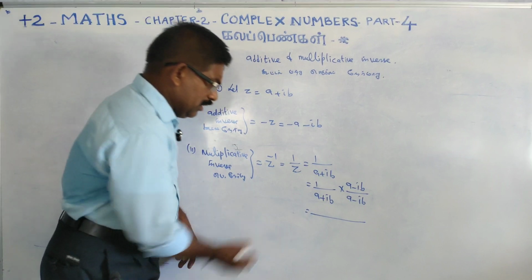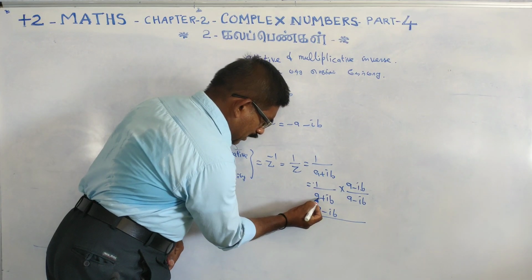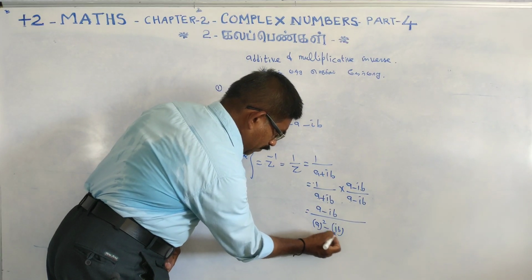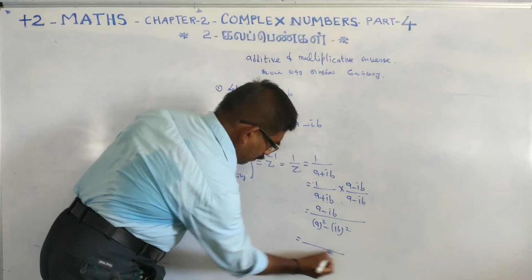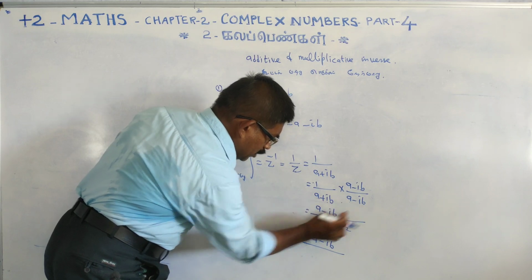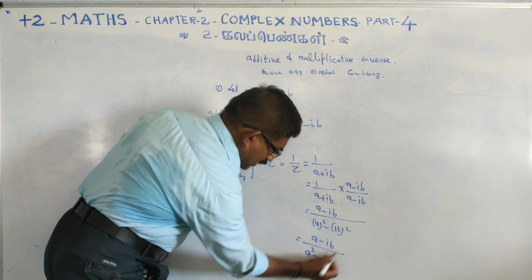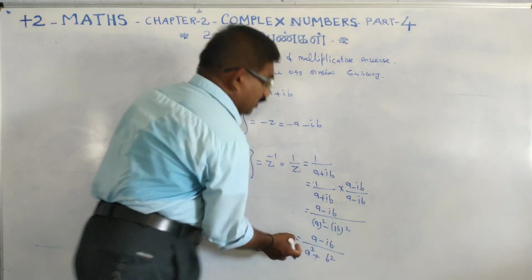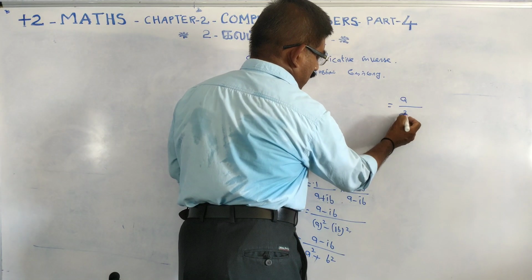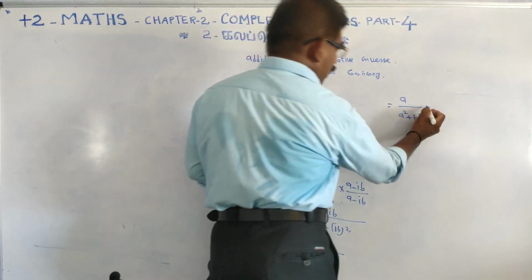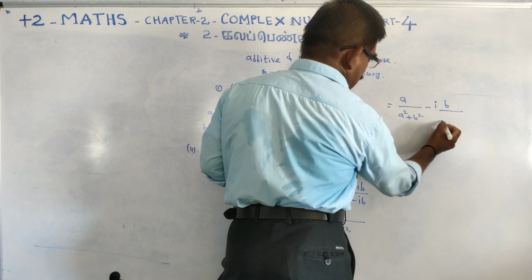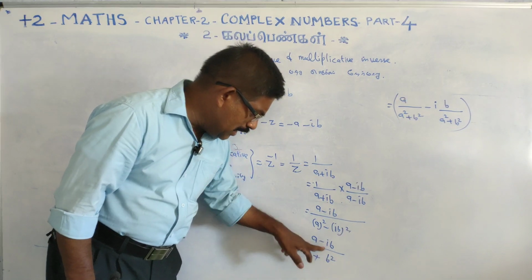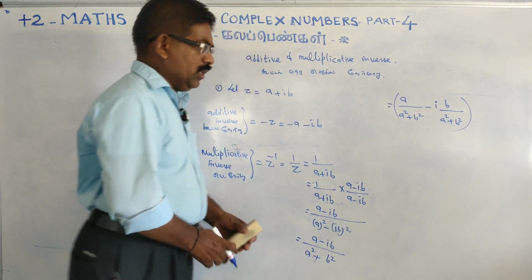When we multiply the two terms, 1 into this one, in the denominator a plus ib into a minus ib, what will happen? a square minus b square, and i square is minus 1, so it becomes plus. Separating the terms: a by a square plus b square, this is the real part, minus i into b by a square plus b square, this is the imaginary part.